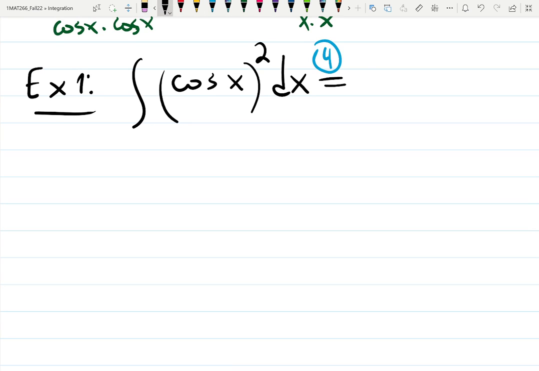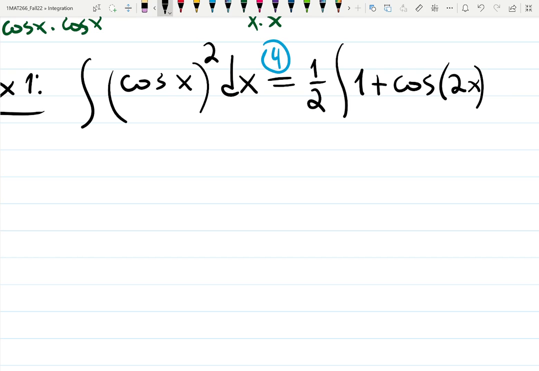Number 4 says, bless you, it is 1/2. I kick it outside, it's easier this way. 1/2, and then 1 plus cosine of the double angle, cosine of 2x, dx. Remember, you don't have to put parentheses, because the integral starts the integration and dx tells you where the integration is over. But in some books, you will see the parentheses like so.